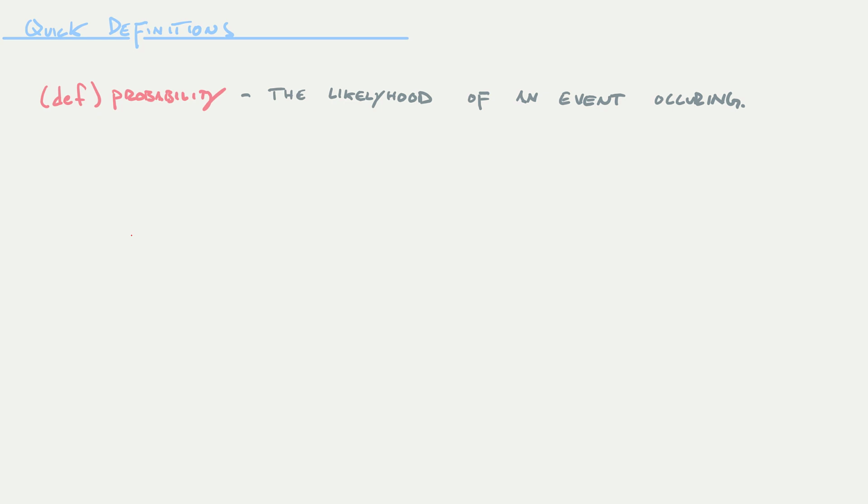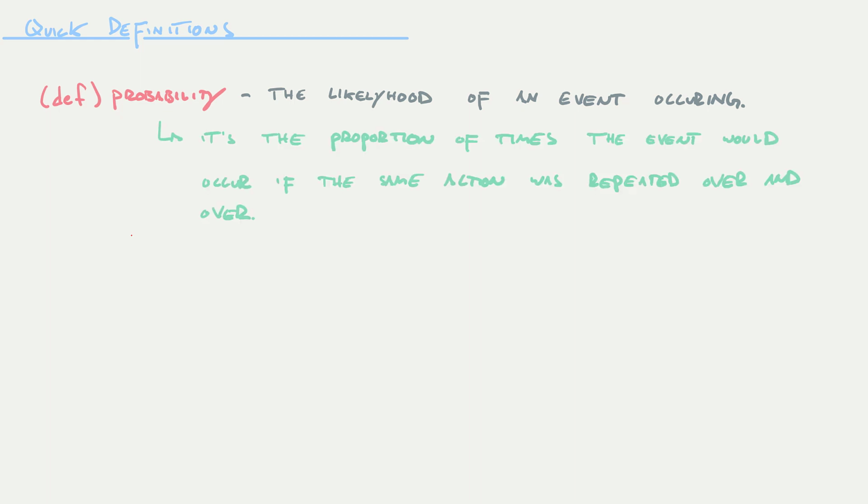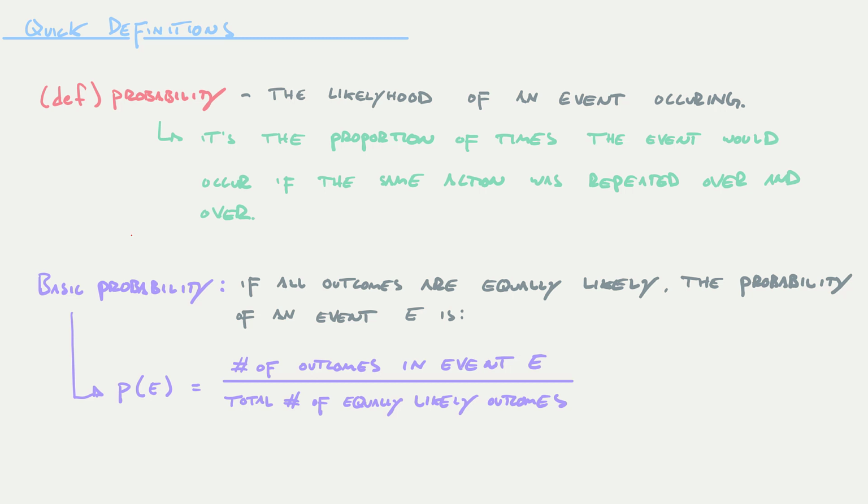So a probability is essentially the likelihood of a specific event that we're interested in occurring. I think about it as the proportion of times that the event would occur if the same action was repeated over and over again. So if you roll a die 100 times, you can expect 16-ish of them to be the number 4, right? 17-ish maybe, somewhere between there. That's a probability. It's the likelihood of an event happening. It's not saying that it's going to happen. It's just saying here's the likelihood that it happens.